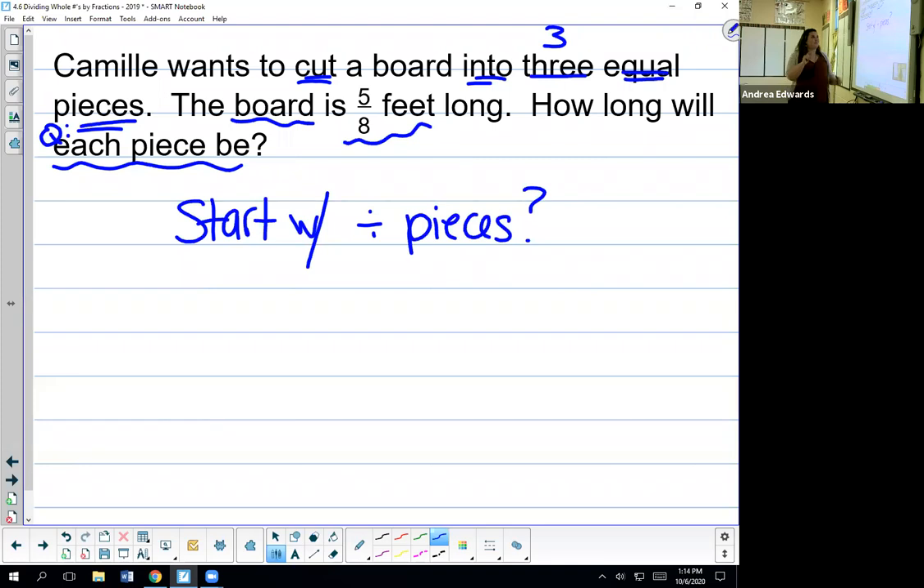5/8. Yes, you start with 5/8 because you got to start with the board, right? It's okay that the board is not a foot long. I don't know why you would have 5/8 of a foot of a board, but hey, this is how math problems work.